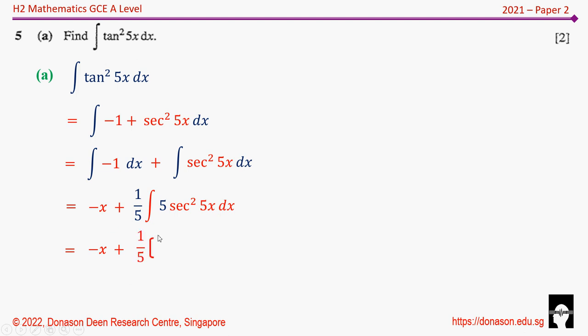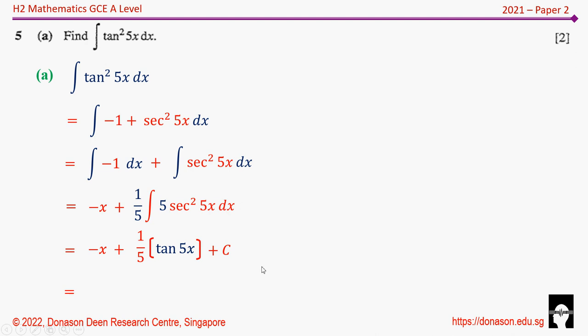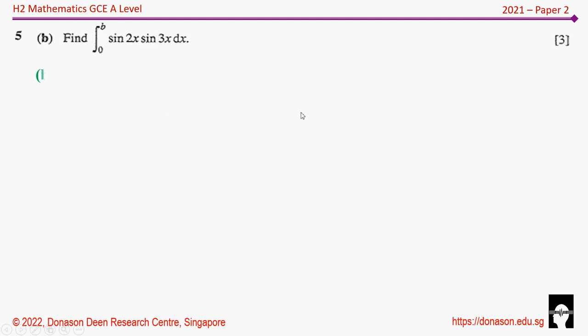Let's copy the 1/5. So the integral of 5 secant squared 5x is of course going to be tangent of 5x, plus the constant of integration c, and of course we can rewrite it as minus x plus tangent 5x over 5 plus c. So that's how we integrate tangent squared 5x dx. Let's look at part B.